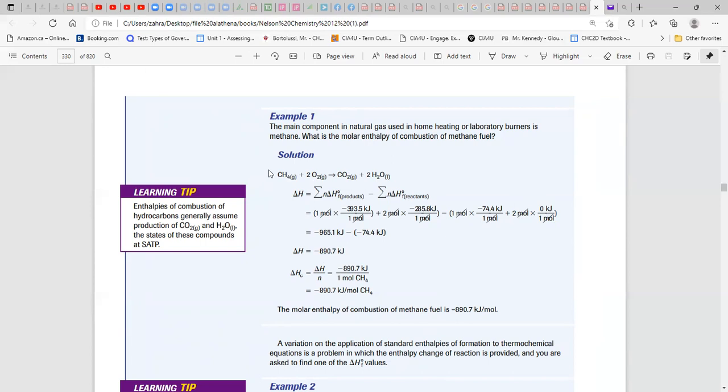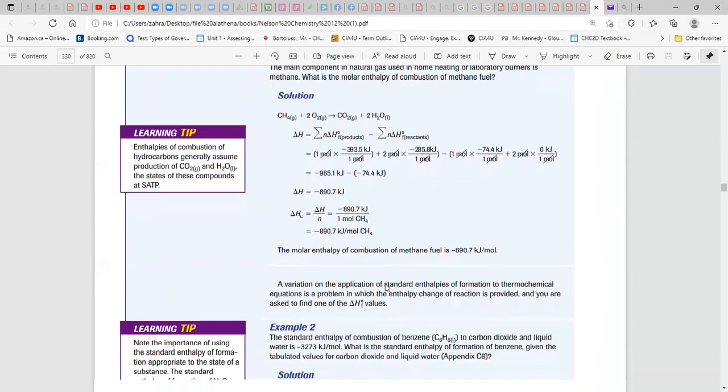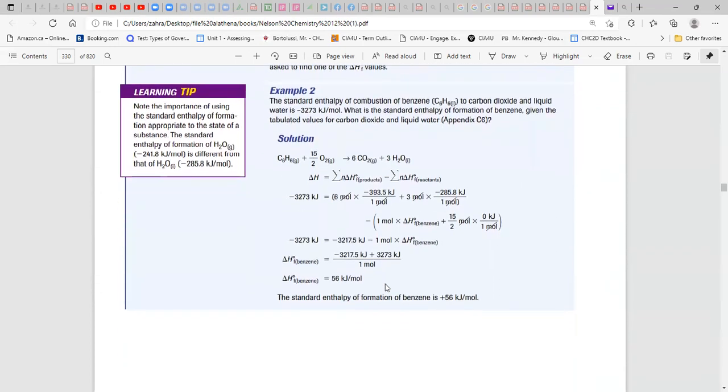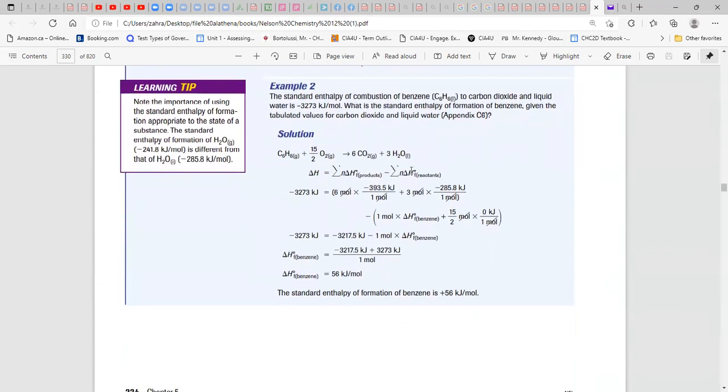Here the coefficient of methane is 1, so you just divide by 1 to get the molar enthalpy of the methane. Molar enthalpy is the enthalpy for 1 mole. Here is another one. We do the same thing there.